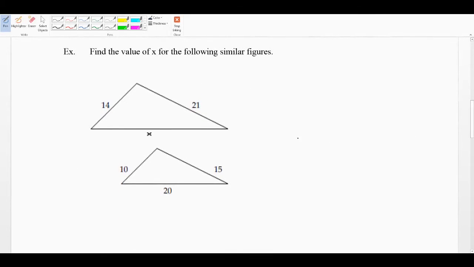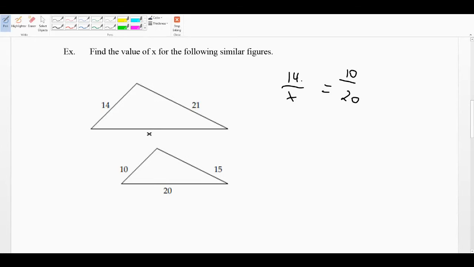Find the value of x for the following similar figures. Now this side is going to correspond to this side, and this side will correspond to that side. So I can either use 14 over x and then 10 over 20, or 21 over x and 15 over 20. Either one is fine. We'll get the same result. So I'm just going to use 14 over x, and since that 14 corresponds to that 10, that goes up there. Since x corresponds to 20, that goes down there. And that's our proportion we want to solve.